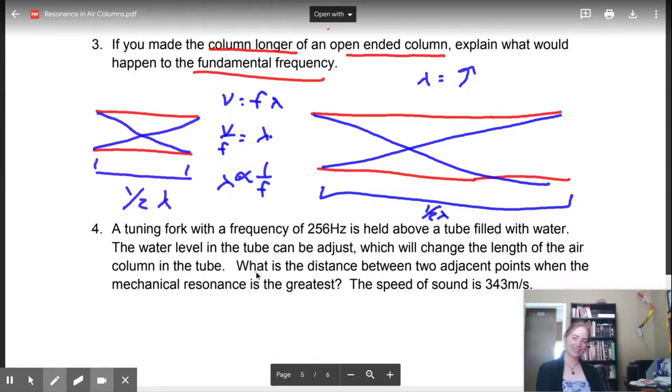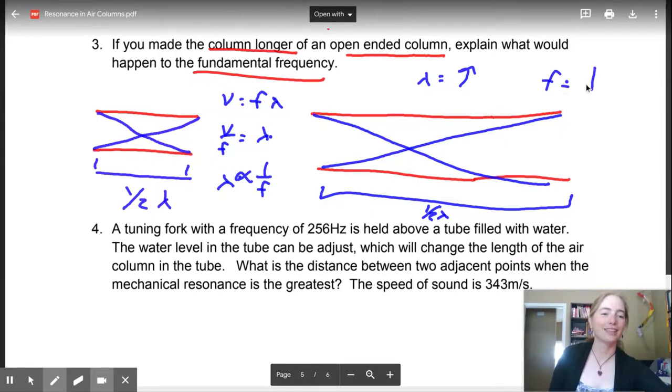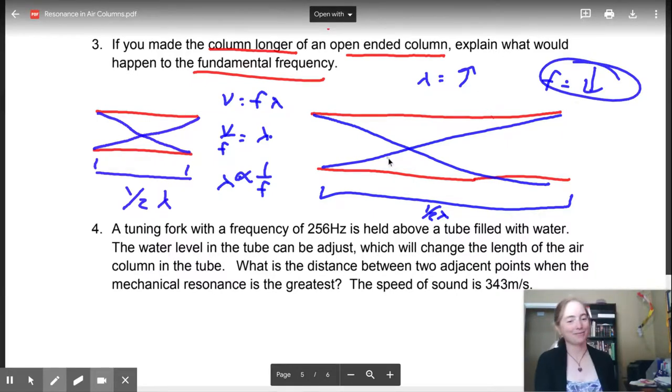So what have I done to my frequency? I've made it lower. So the pitch has gone down. It's become deeper. Sounds good? So for this one, your frequency is going to decrease.